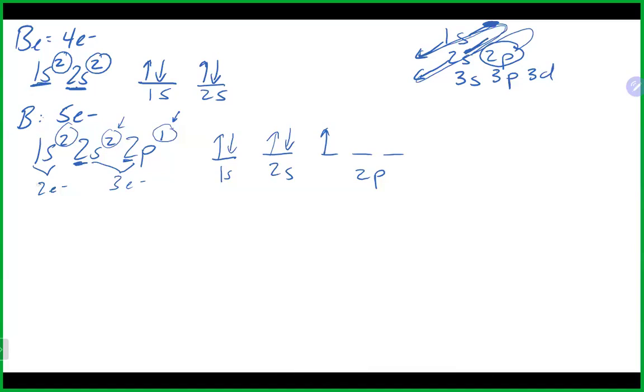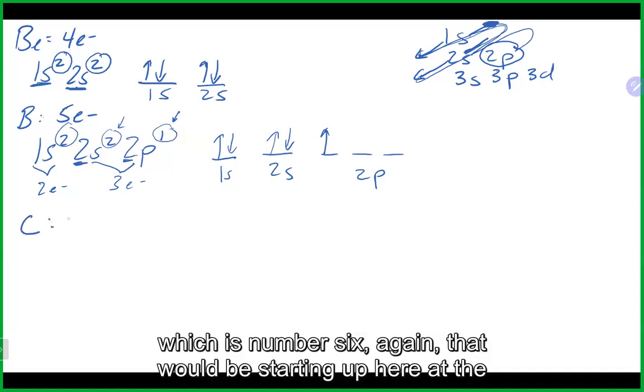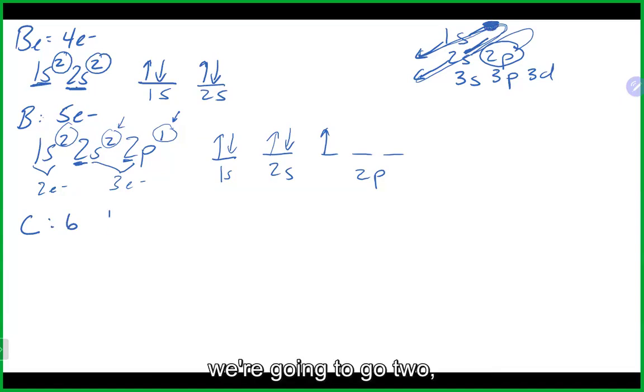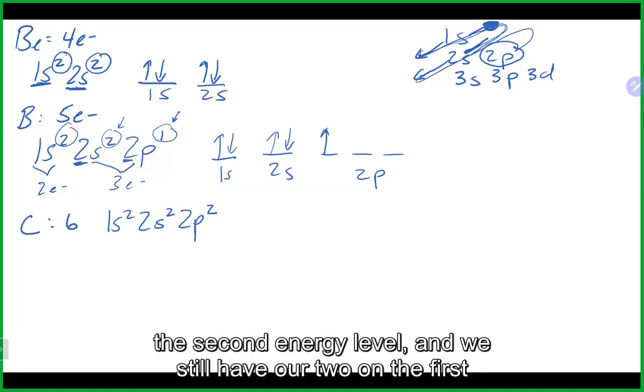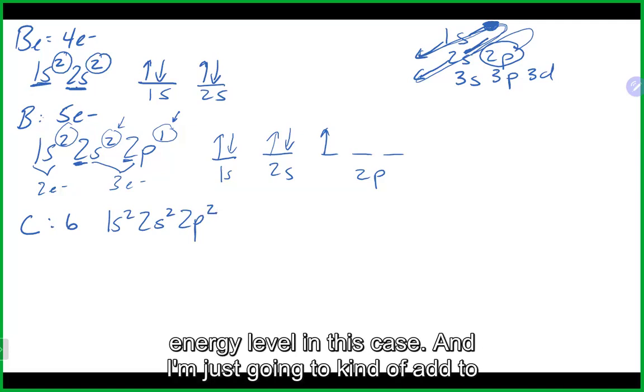And the next one here, which is number 6. Again, that would be starting up here at the top. We're going to go 1s2, 2s2, 2p2 in this case. We now have, again, 4 electrons on the second energy level, and we still have our 2 on the first energy level in this case.